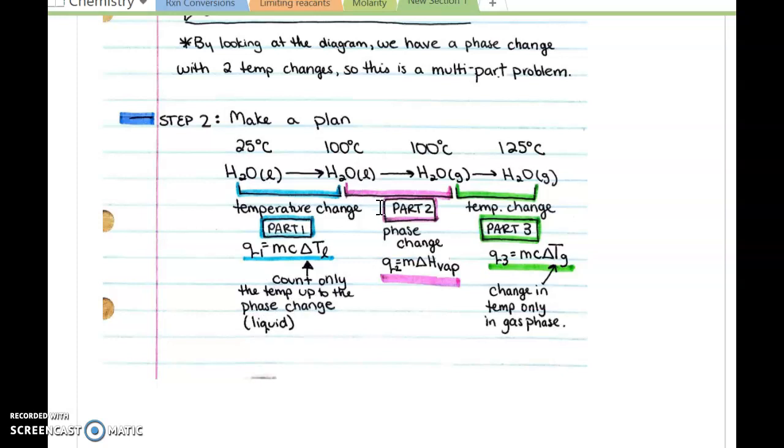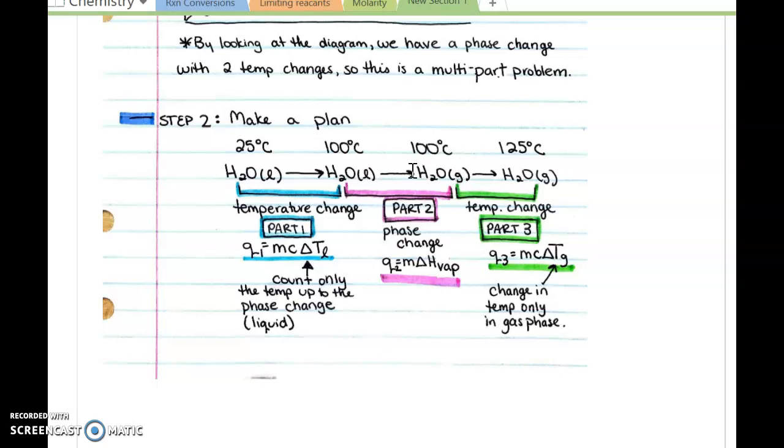In part 2, this is a phase change. We have to change this because we're using a different equation. Here, when I write this out, I'm going from water as a liquid, transferring to water as a gas, but my temperature stays the same. Both sides of my arrow here on my plan have 100 degrees. So therefore, I am using Q2 equals M times the heat of vaporization. Vaporization, because we are vaporizing our liquid and making a gas.